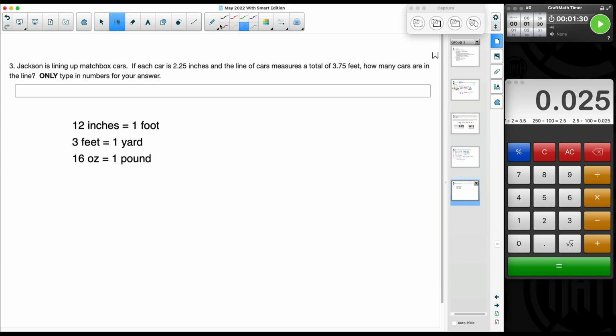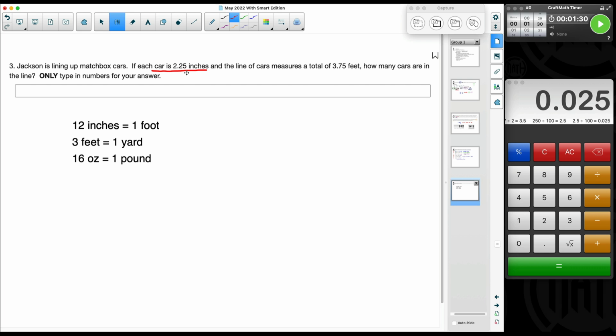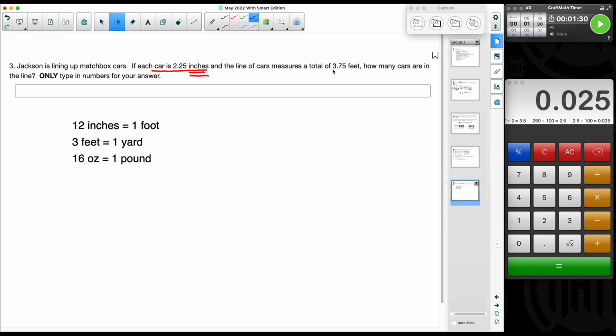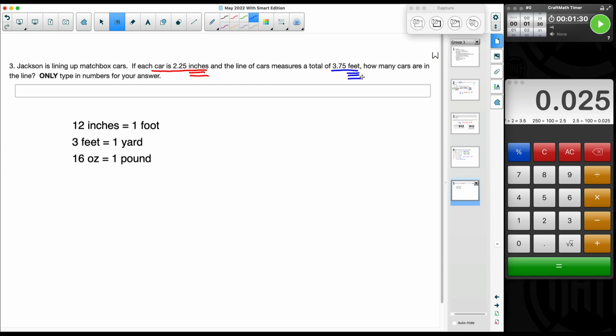So what you have to recognize here is that each car is 2.25 inches long. And then this train of cars that Jackson is lining up, he's lining up a train of Matchbox cars. That train is 3.75 feet long.